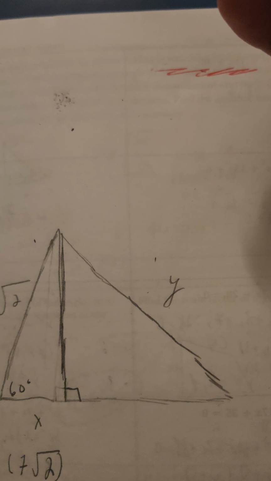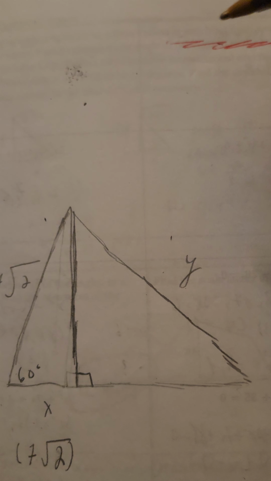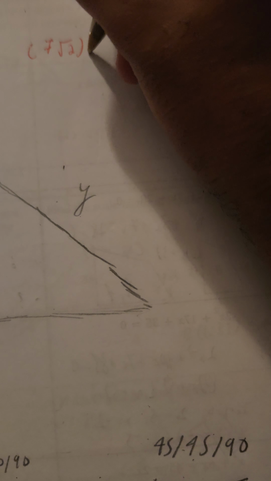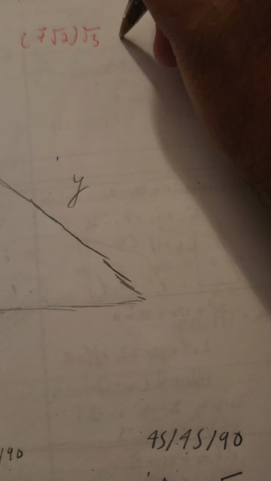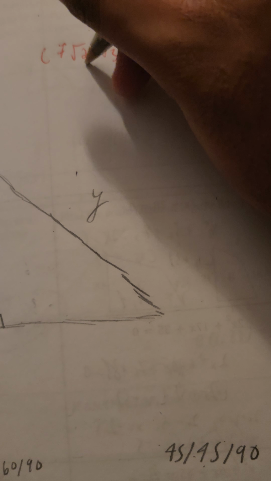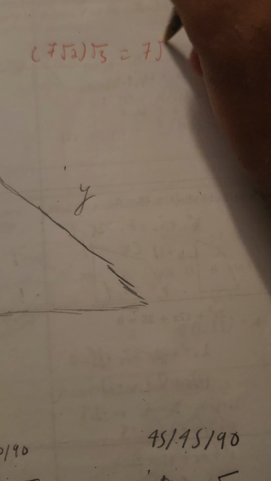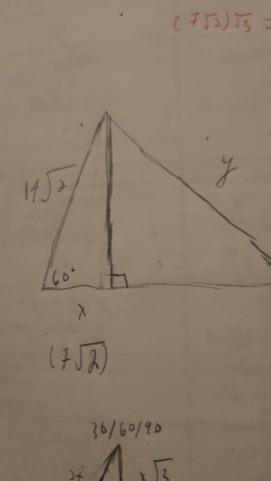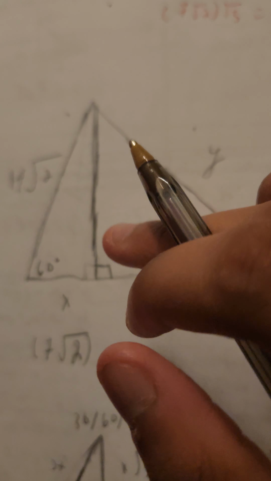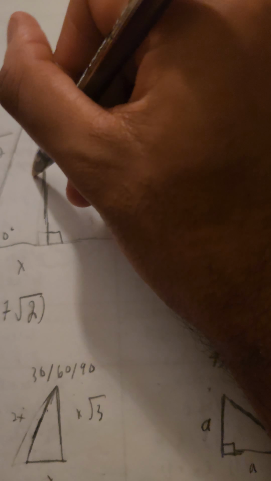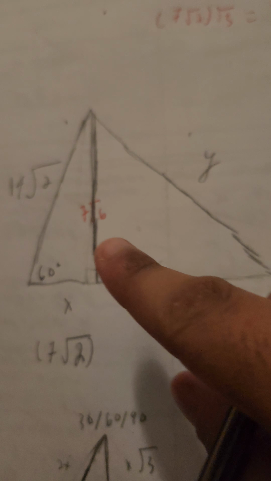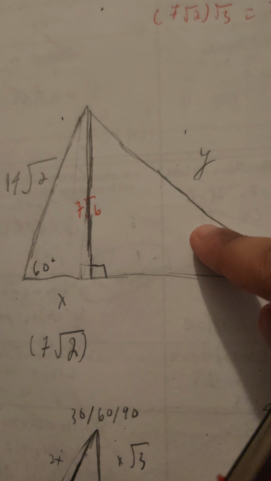So all you have to do to find this side is plug in x, which is 7 root 2 times root 3. And then when you're multiplying two radicals, you just multiply what's inside. That creates 7 root 6, and this can't be simplified. So we found out what the value is for this connecting side, 7 root 6, and now we have successfully connected this triangle to this triangle.